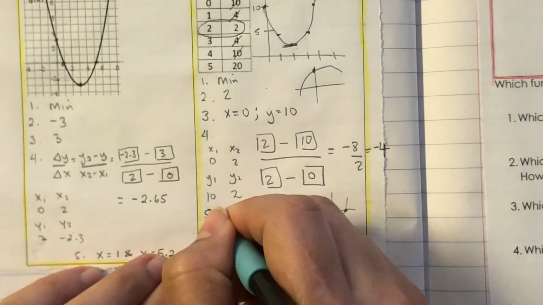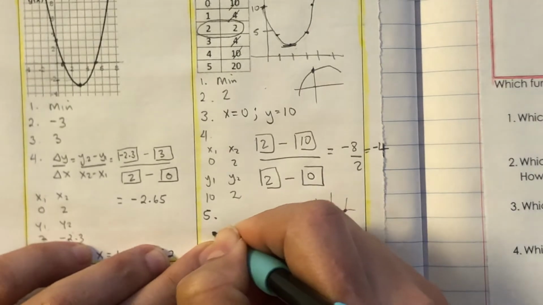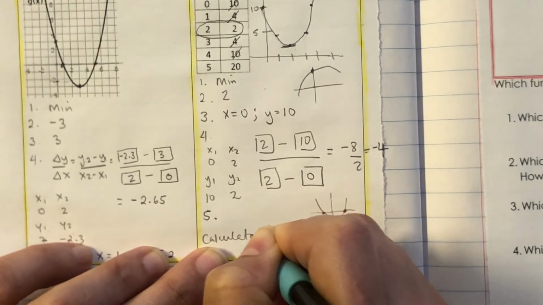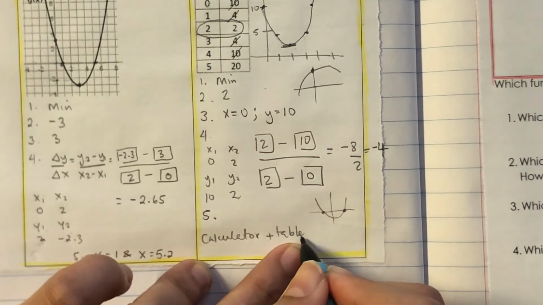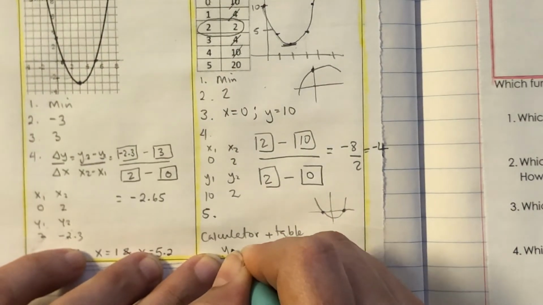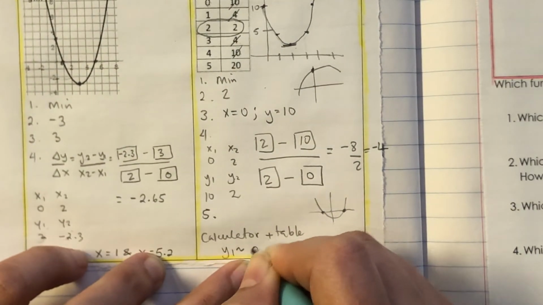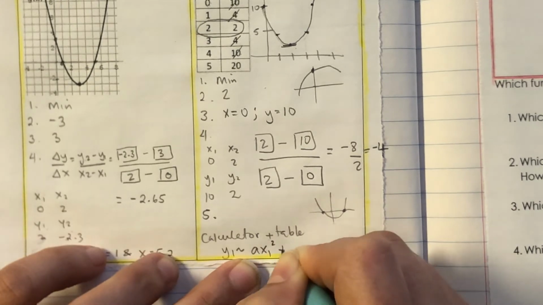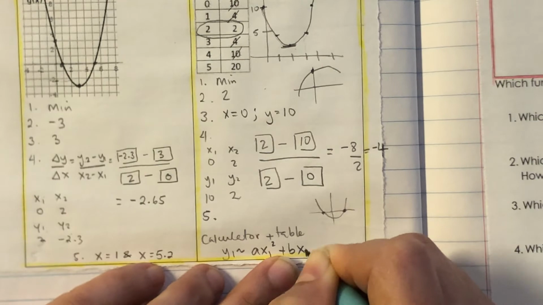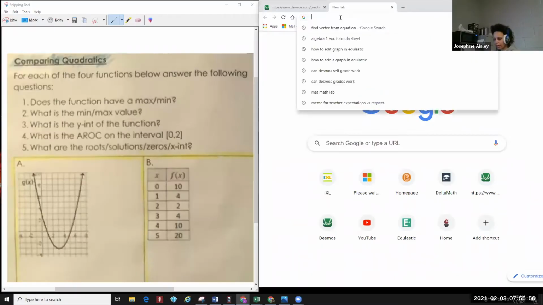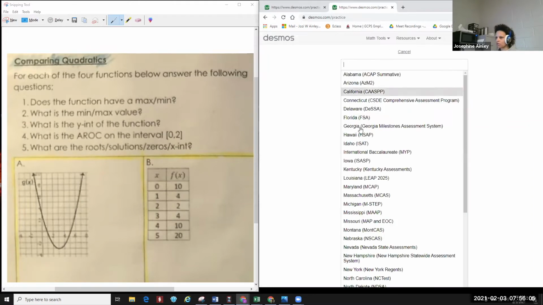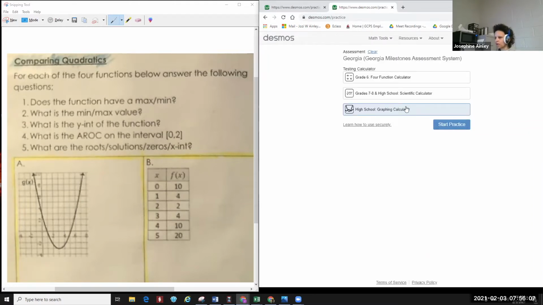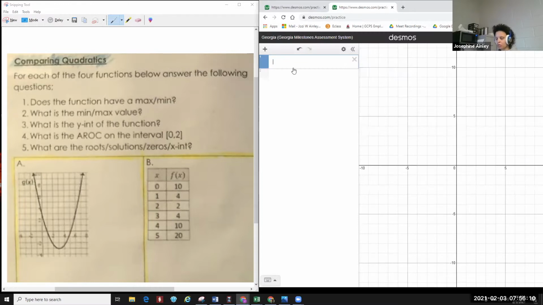So remember, in order to put it in the calculator, you're going to go to Desmos with the table. You hit the plus sign, hit the table, put in the table, and right underneath that, do y sub 1 squiggly line, a x sub 1 squared plus b x sub 1, plus c. As always, go to desmos.com/practice. Please make sure you do /practice. Once you get there, choose your assessment: Georgia Milestone and then high school graphing calculator, and press start. So now we are ready to go.